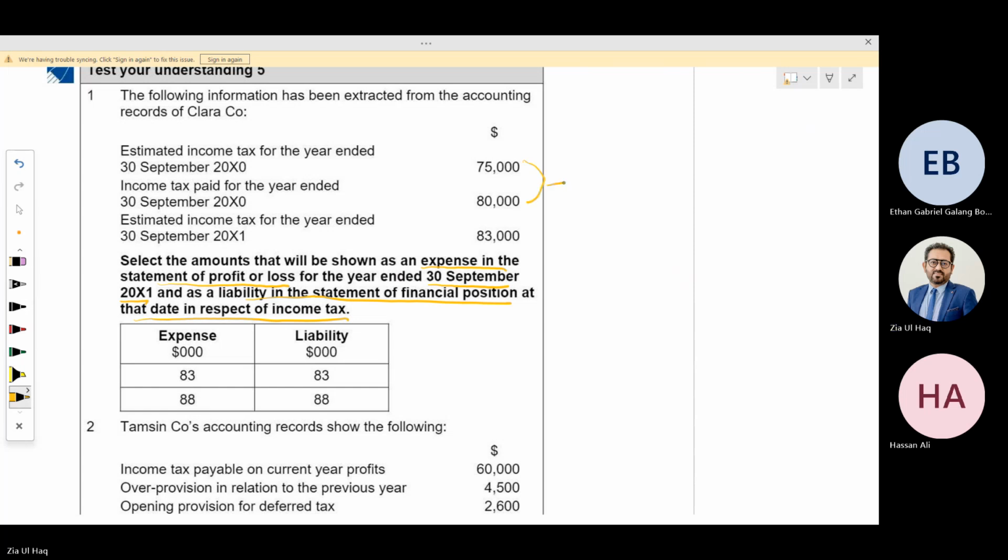So there was an under provision of how much? 5,000. Estimated income tax for the year ended 30th September 20X1 is 83,000. That is our liability for the current year. But in that, we need to adjust the under provision, whether to add or deduct. So 88 will be the expense. Is that number 2?